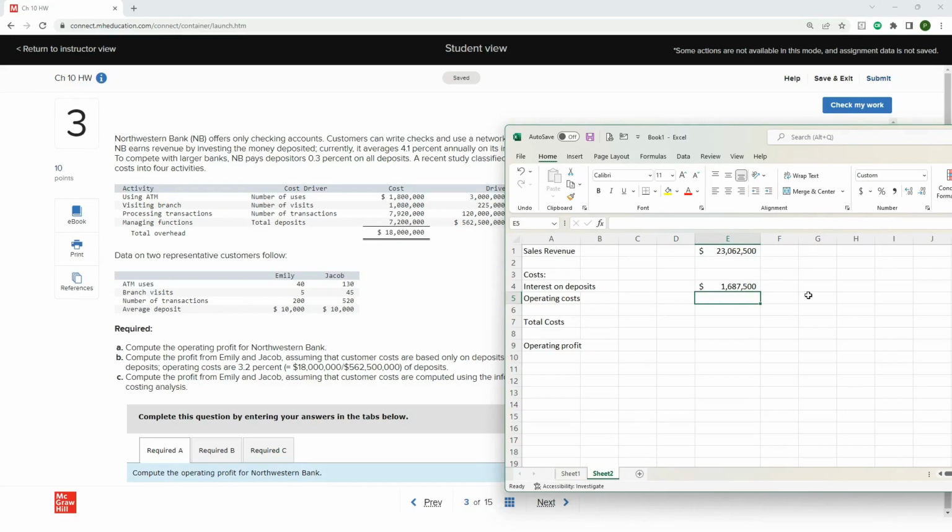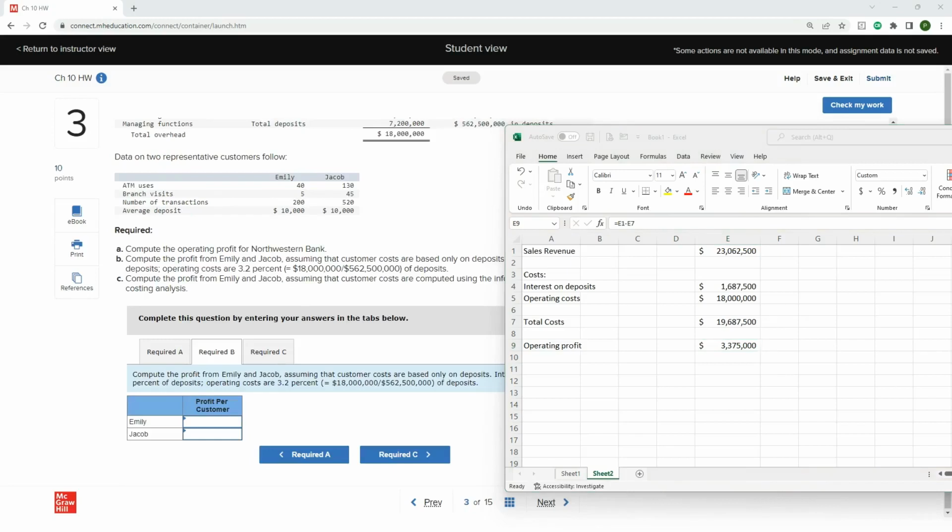The operating costs, we're just going to pull that from the fact pattern. It's $18 million. Our total cost is $19,687,500. And so our operating profit is going to be our revenue minus our costs. And so we have a profit of $3,375,000. So that's our answer for part A.